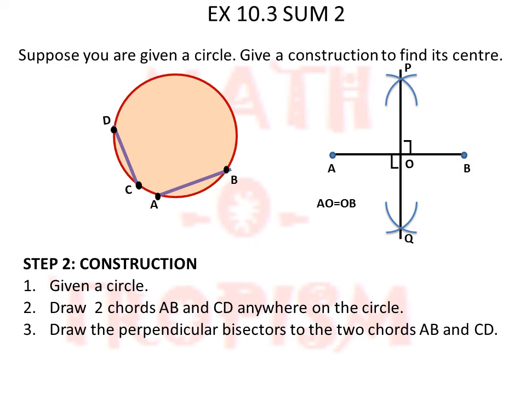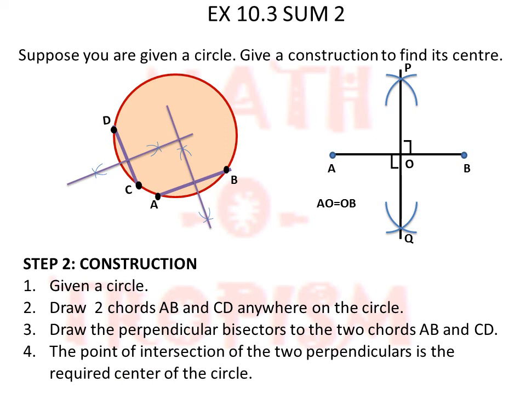So once we know how to draw, in the similar way we will be drawing the perpendicular bisectors to the two chords AB and CD. Now when we are extending the lines beyond the points, then both the lines are going to intersect at a point. This point of intersection of the two perpendiculars is the required center of the circle, and I will mark it as O. So this is how you can find the center of a given circle.